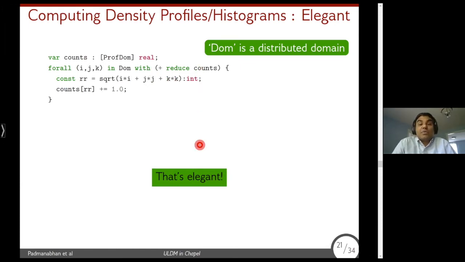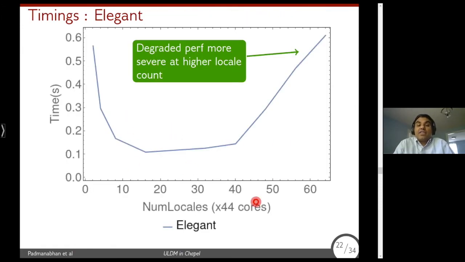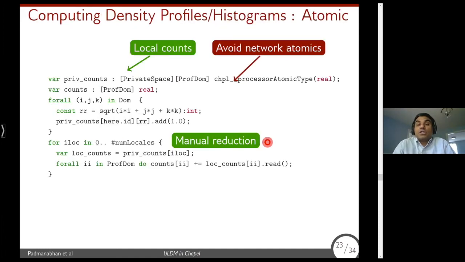This is an incredibly elegant code. If you look at the timings for this code, on the other hand, as you start increasing the number of locales, you start seeing it get slower and slower out here. And so you can say, where is this coming from? This appears to be from the reduction getting slower.